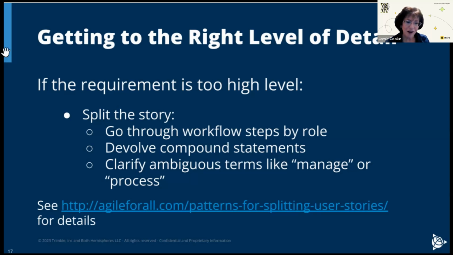And make sure you clarify ambiguous terms. I want to manage my team's time. Well, what does that really mean? Oh, I want to view it and I want to be able to change a commitment. And once you talk through high-level terms like manage or process, I want to process an application. Well, tell me what that really means. You'll find that you actually get the functional requirements out of that discussion in a more meaningful way than simply the word process. And there's a link at the bottom, Agile for All, if you want to get more details. And there's actually a bunch of other resources out there on techniques for splitting stories.